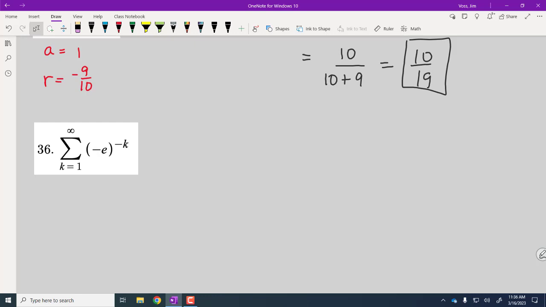Federico, what do you think? Diverge. Why would you say diverge? Because the magnitude is greater than 1. So let's make sure that it's in the proper form.